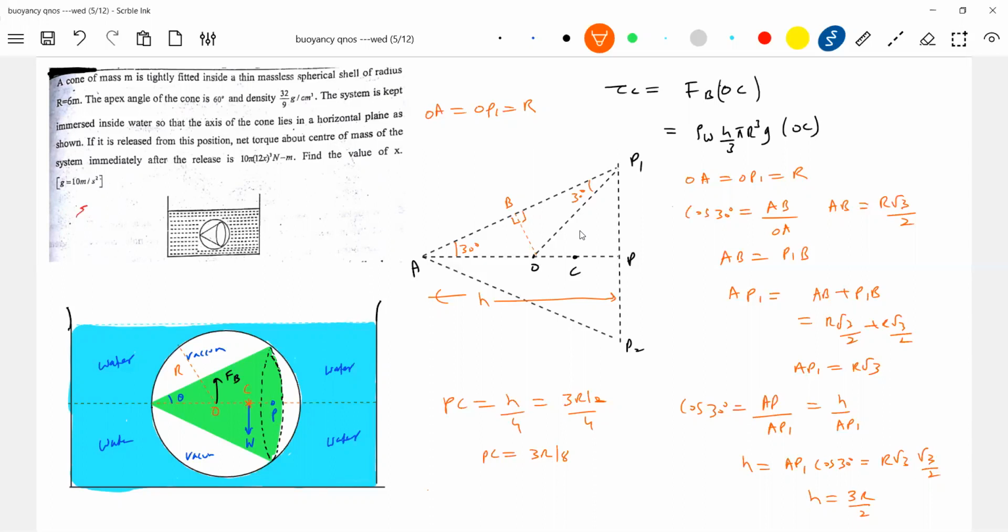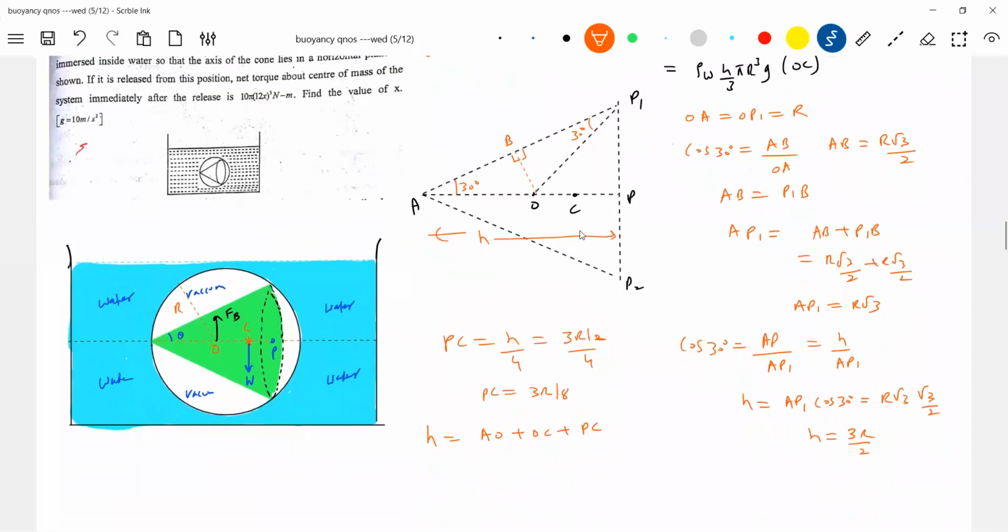H is equal to AO plus OC plus PC. PC is what? 3R by 8. AO is what? R. I'll take the next part. H is equal to 3R by 2.